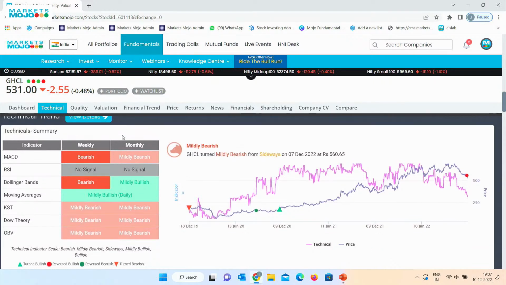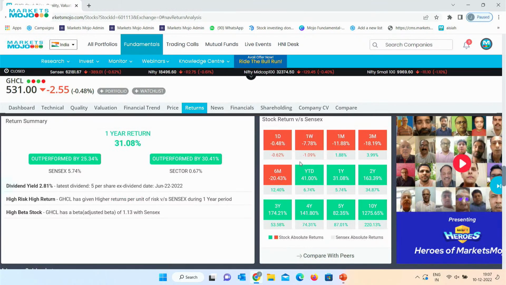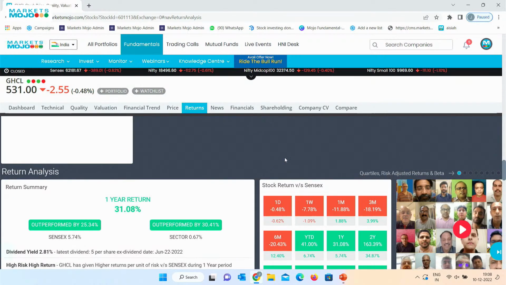What else can we look at for this particular company? We can look at the price and returns. Okay, so the returns actually give you a divided opinion. If you see year to date, 1 year, 2 year, 3 year, 4 year, it's been outperforming across all. But in the last 6 months, 3 months, and 1 month, the company has shown some negative performance. So the company is facing some headwinds, and that's the reason it could be mildly bearish right now.